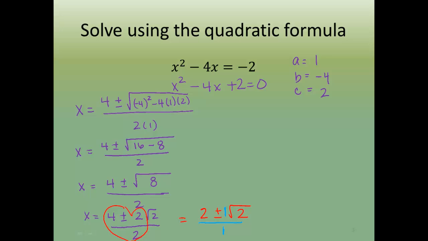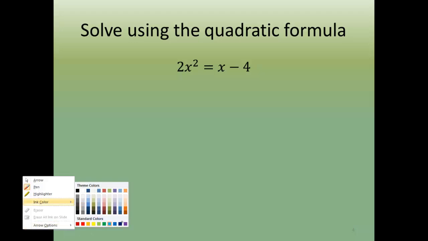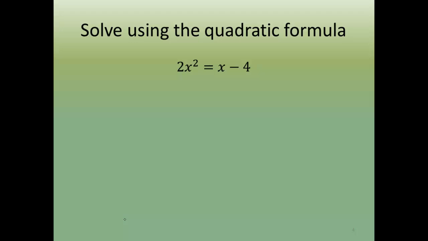Let's try one more together. For this example, I'm going to choose to move everything over to the right-hand side so that my a term is negative. So I will have 0 equals negative 2x squared plus x minus 4. a equals negative 2, b equals positive 1, and c equals negative 4.